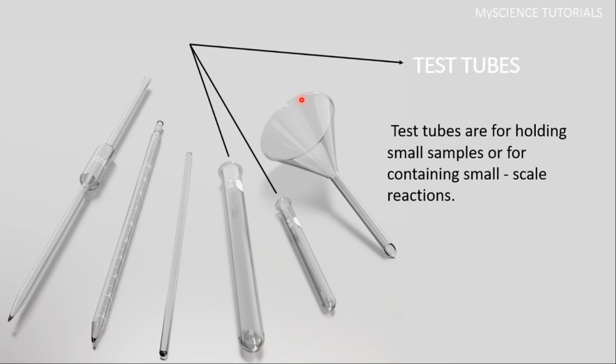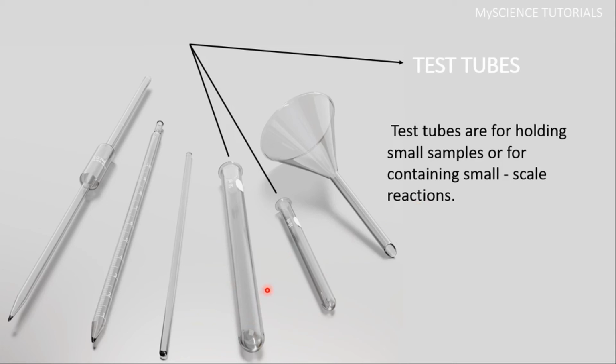Now, test tubes, like I said earlier on, are for holding small samples or for containing small scale reactions. If you want to carry out very small reactions, you don't need to use beakers or flasks. You can just use test tubes. For instance, if you want to test for certain cations, maybe iron 3, iron 2, copper, you put your reaction containing the copper ions, and then you add the specific reagent needed to test for that particular ion.